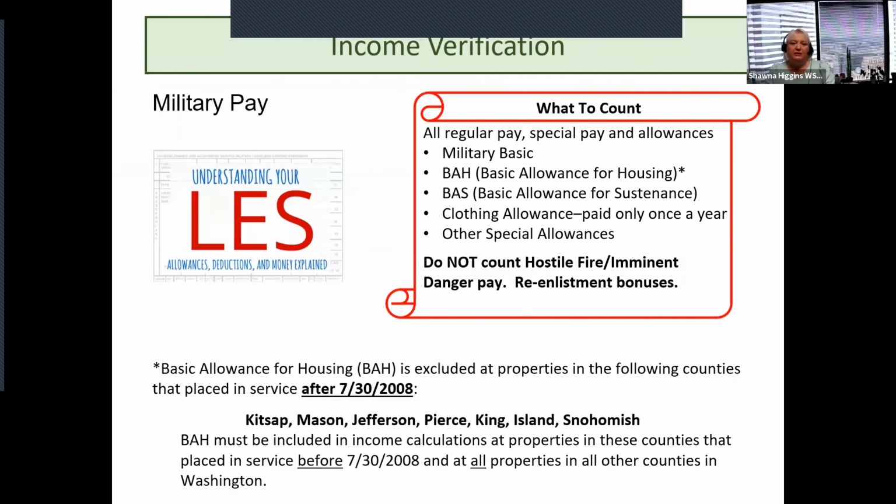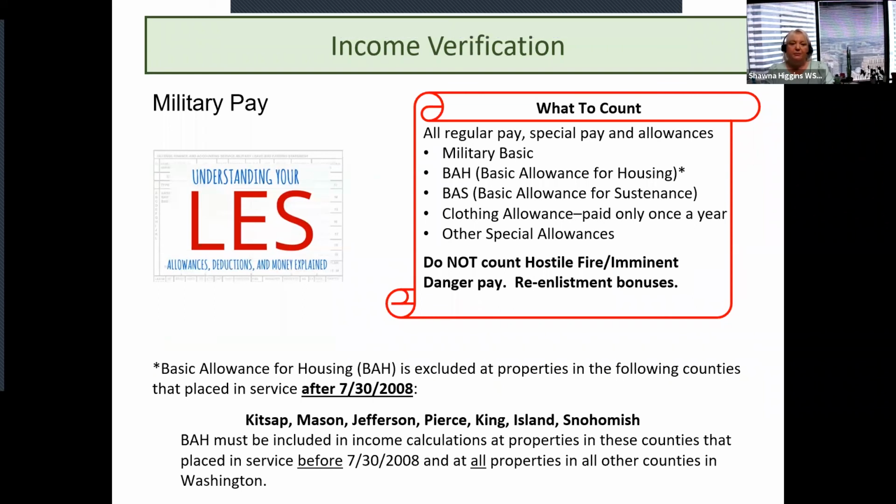So the basic allowance for housing, the BAH, is excluded at properties in the following counties that were placed in service after 7/30/2008. And that would be Kitsap, Mason, Jefferson, Pierce, King, Island, and Snohomish. BAH must be included in income calculations at properties in these counties that are placed in service before 7/30/2008 and at all properties in all other counties in the state of Washington.